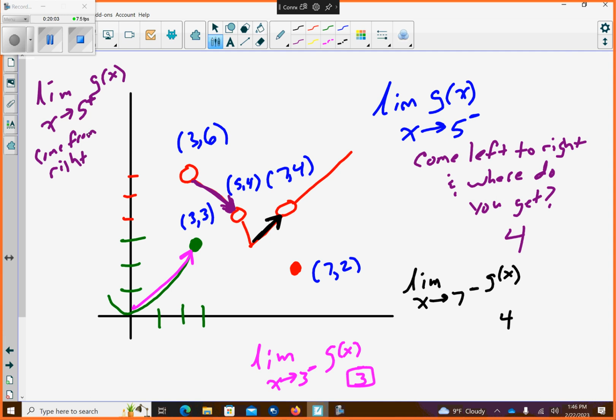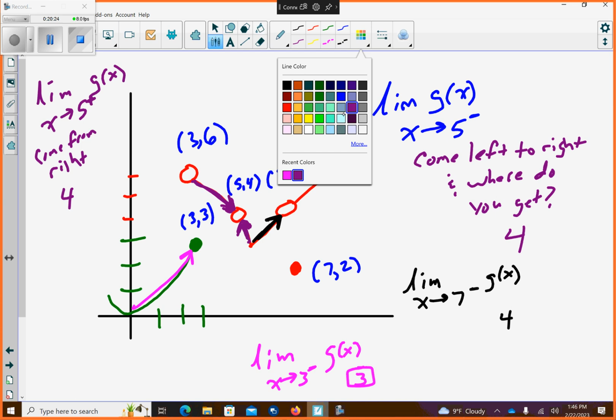Okay, so I'm looking at 5. So I'm coming right here. Where is this purple point that I just did getting to? What's the y value that that point is pointing to? 4.